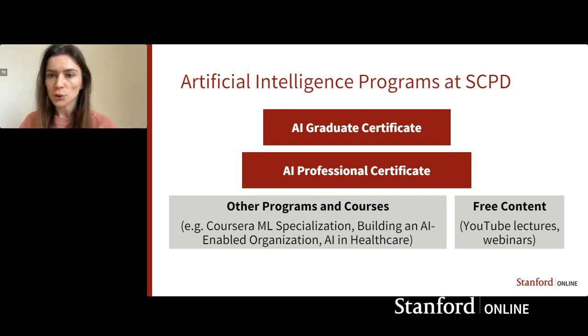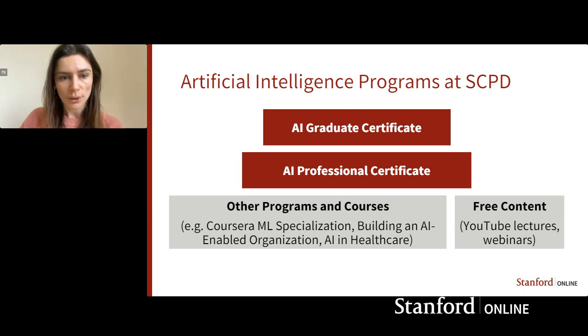But we just wanted you to know that we also have some other resources available as part of Stanford Online. We have other programs and courses such as the machine learning specialization that is hosted on Coursera, building AI-enabled organization that is geared more towards business leaders, and AI in healthcare for people in healthcare and medicine. We also have a lot of free content available on YouTube, and we organize webinars like this. So you have a chance to also learn for free in case some of this content might be a little bit out of your price range. But today we will be focusing on the graduate program and professional program, and Pax will kick us off with the graduate one.